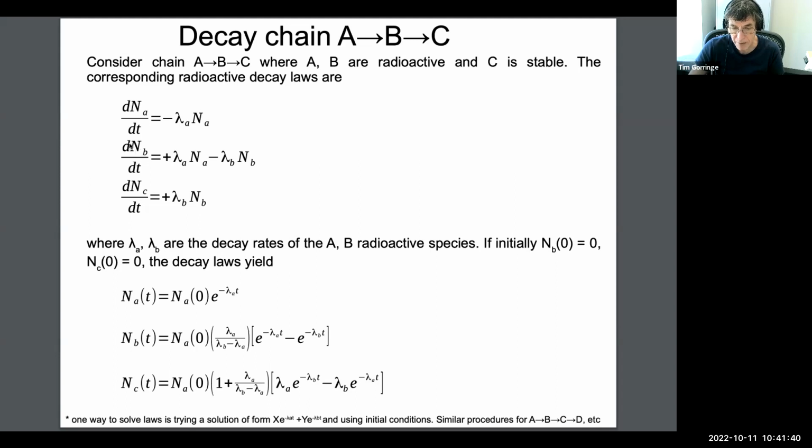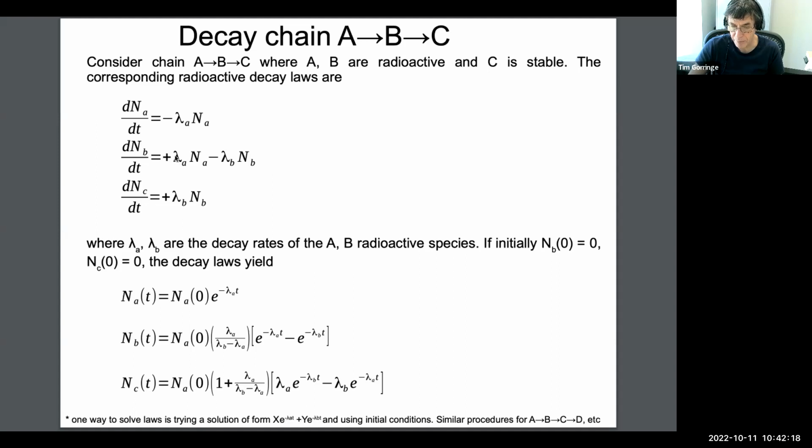Now let's look at the rate of change of species B. So dNB/dt. So this is more interesting. This has two terms over here on the right-hand side. But why are there two terms? The first term is the production of species B due to the decay of species A. So when A decays, it produces B. And so there's a term that involves the number of species A and the rate at which they decay, and that increases the number of species B.